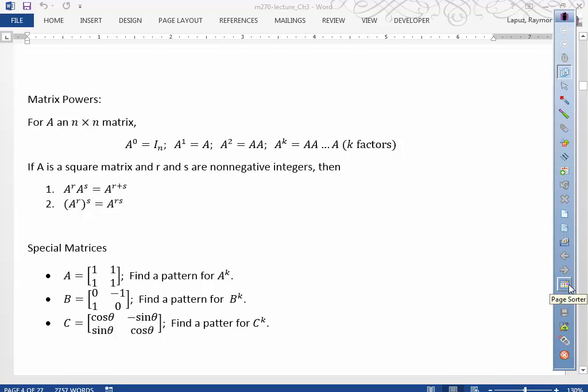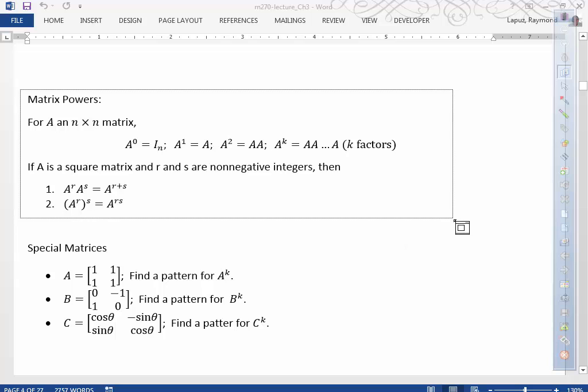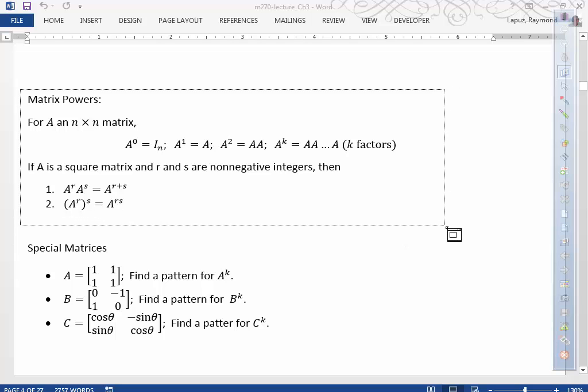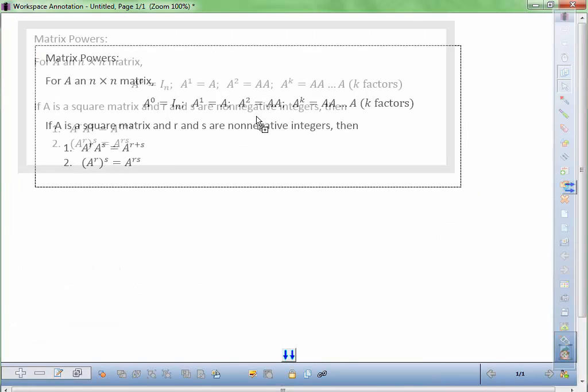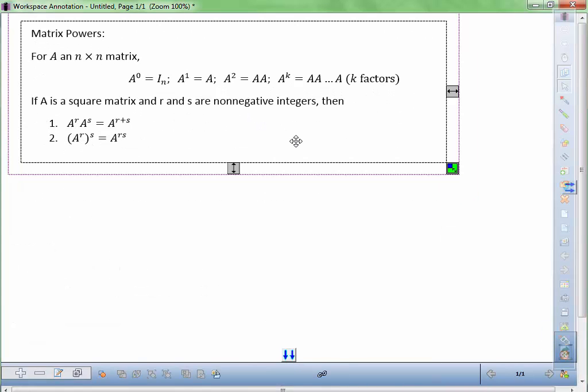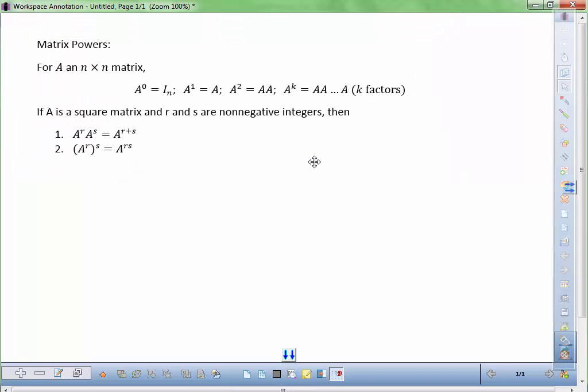We were adding, subtracting, and multiplying matrices. We've identified a few important matrices like the zero matrix and the identity matrix. So now let's talk about matrix multiplication and multiplying a matrix by itself.